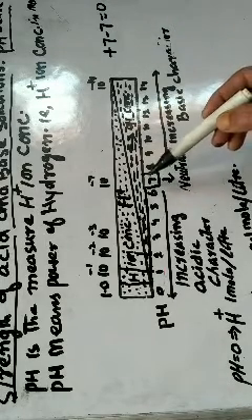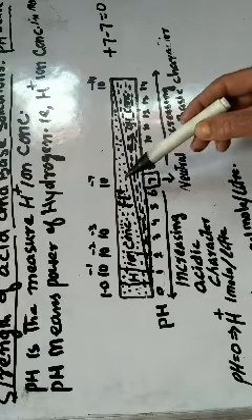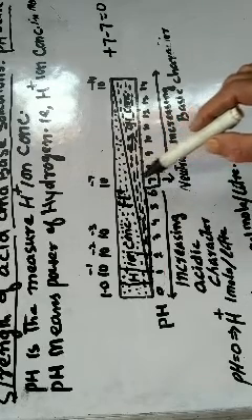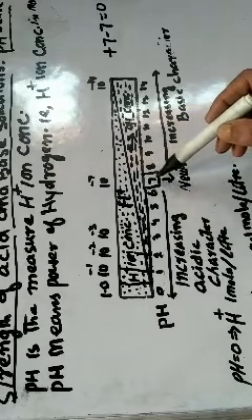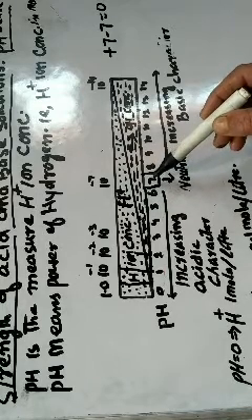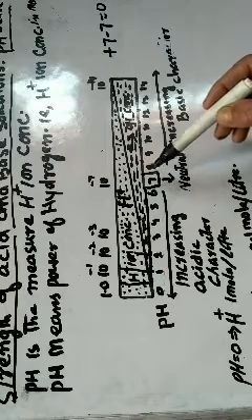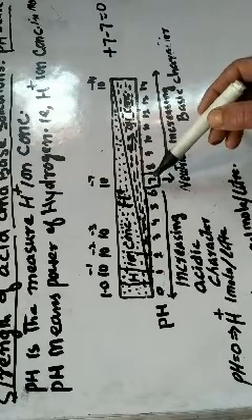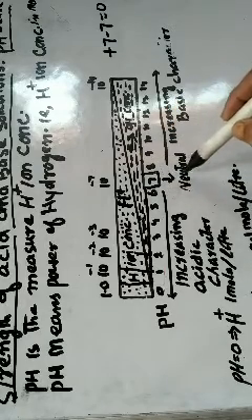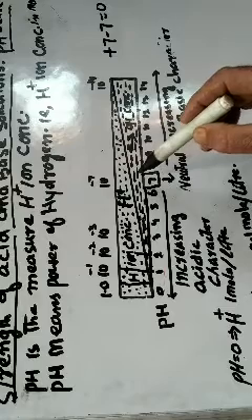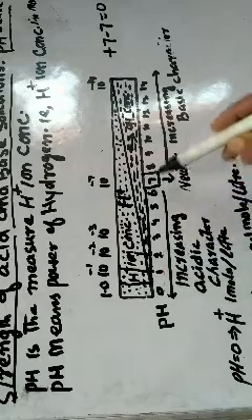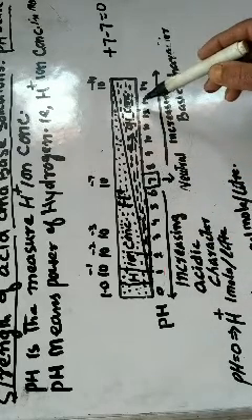At pH 7, H positive ions and OH negative ions are in equal concentration. They neutralize each other, and hence pH 7 stands for neutral. Pure water, sodium chloride solution, glucose solution, they show pH value 7, which means neutral. pH below 7 means acidic. pH above 7 means basic.